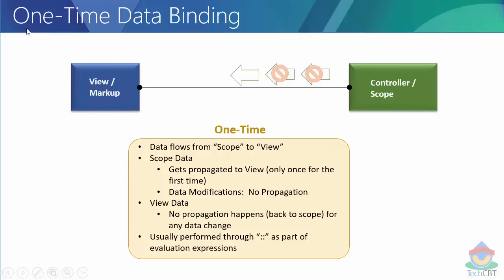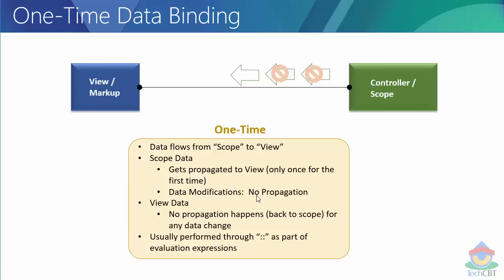So in order to achieve this kind of one-time data binding in AngularJS, you will be using double colon as part of evaluation expressions. We are going to see more and more about all of these data bindings in depth in my coming up videos. And for now, let us stick to these three, that is one-way, two-way, and one-time data bindings.